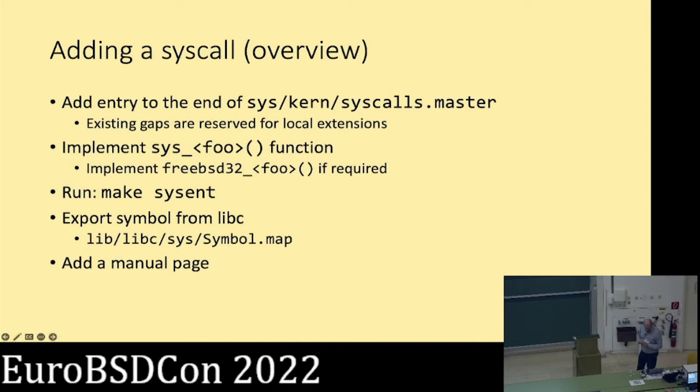So now you have a general idea of how the argument parsing works. Let's talk about adding a system call, how this works in practice. First off, we add an entry to sys/kern/syscalls.master. This is where we declare the interface to a system call.